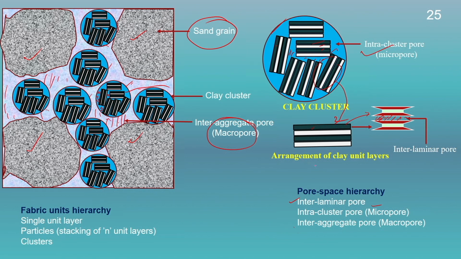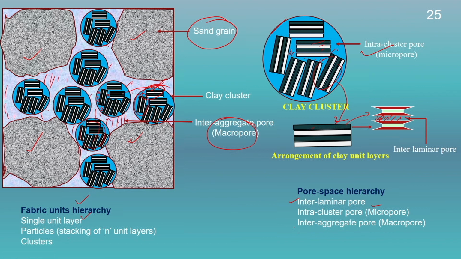These things we will learn later on when we talk about the swelling potential and swelling pressure of the soil. Talking about the fabric units of the hierarchy, the single unit layers are the smallest, then there will be particles which will be stackings of n unit layers, and then there will be clusters. So, in the fabric hierarchy, the single unit layers are the smallest, then comes the particle stacking like this one, and then the clusters.